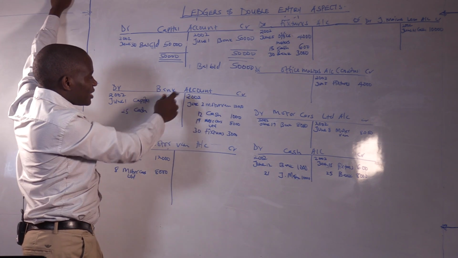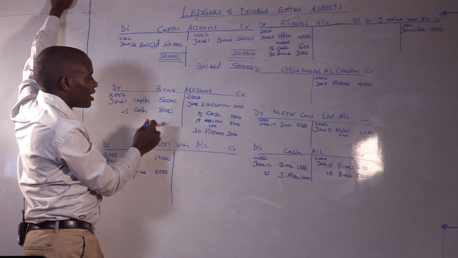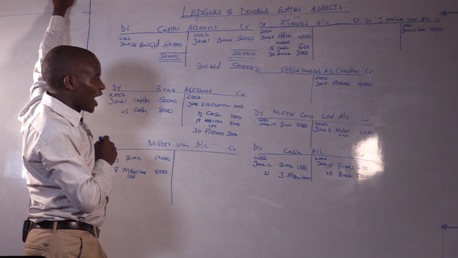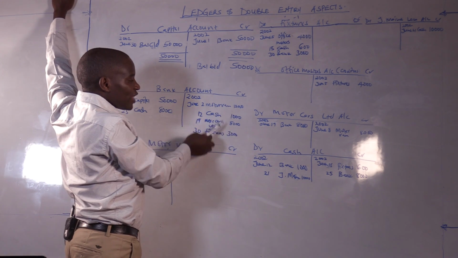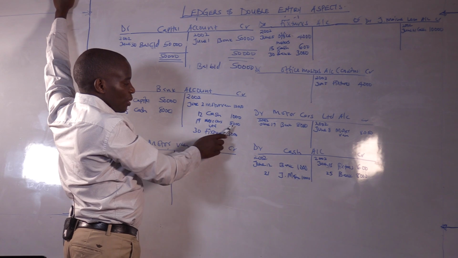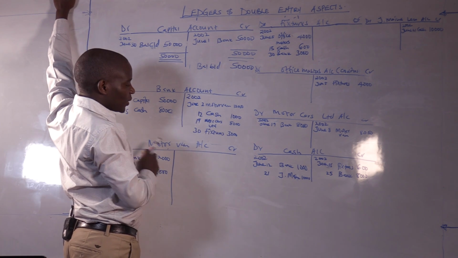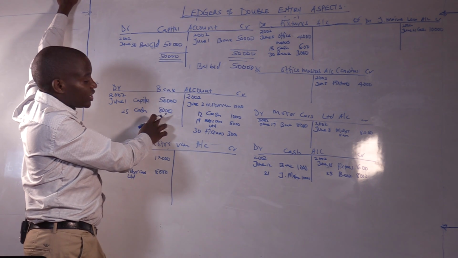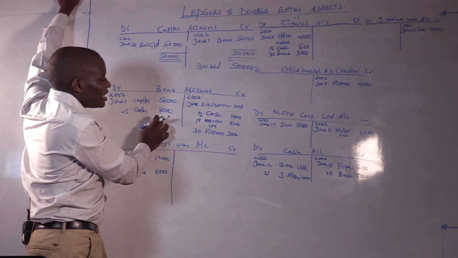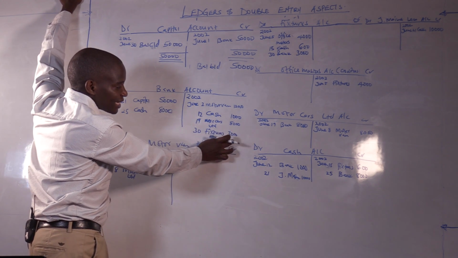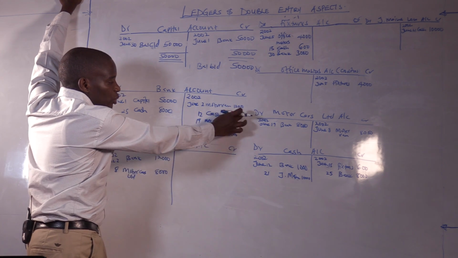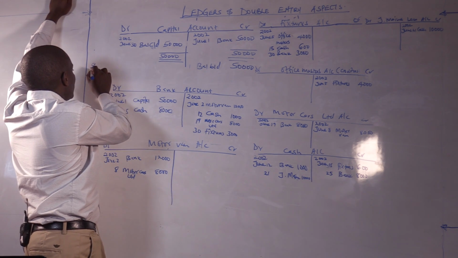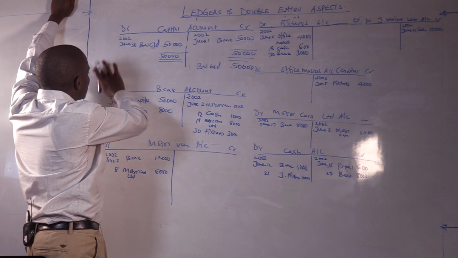Then on the second account, this is bank. On this side we have 50,000 plus 8,000, we have 58,000. On this side we have 12,000 plus 1,000, that is 13,000, plus 8,000, we have 21,000, plus 3,000, that is 24,000, and here we have 58,000. So this means that this side is more than this other side. So what do we do? We shall take 58,000 minus 24,000, and we get 34,000.